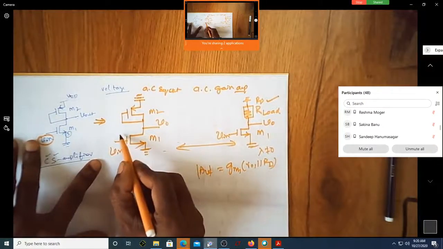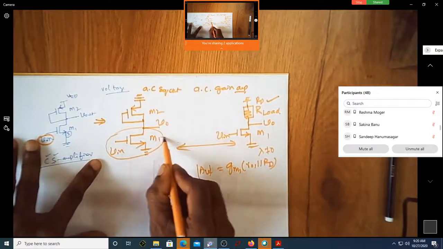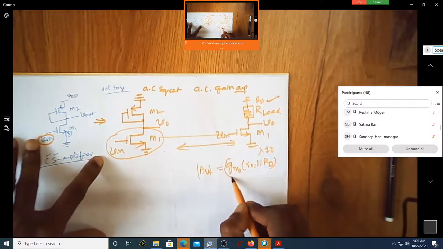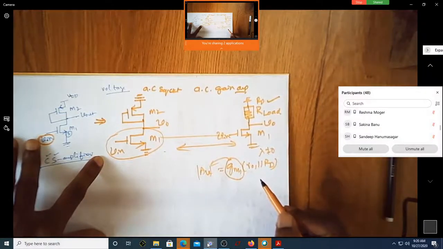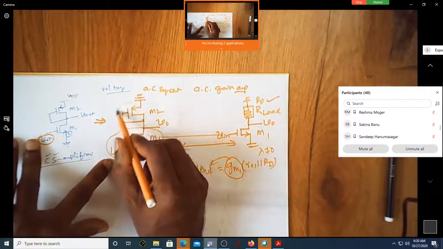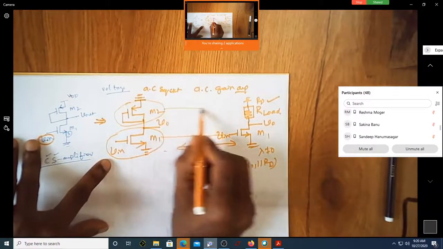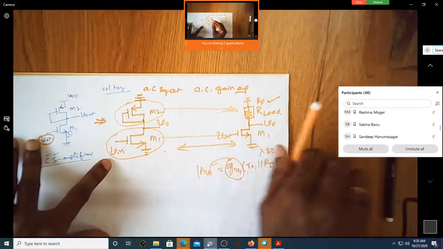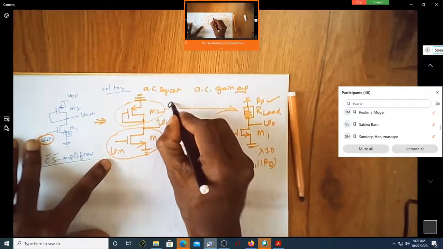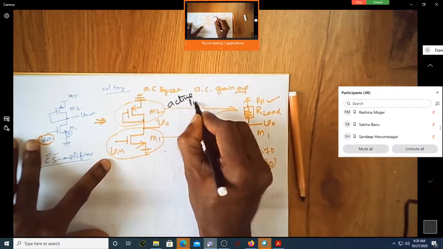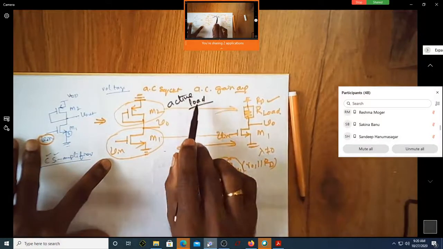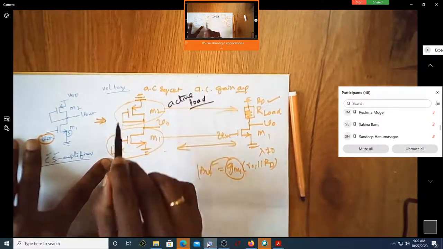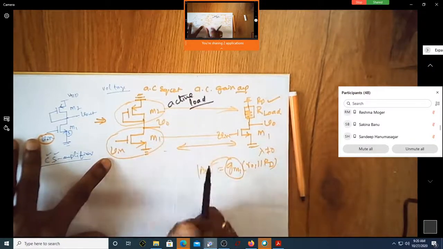Now, is the role of this M1 the same as the role of this M1 here, which gives the required transconductance for the amplifier? Now, what is the role of this M2 transistor? It is exactly acting like a load. That's why I'll call this an active load. If it is an active load, what is the resistance offered by this M2 in this configuration to this circuit?